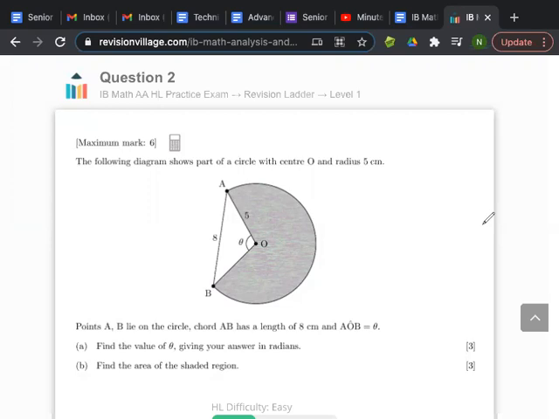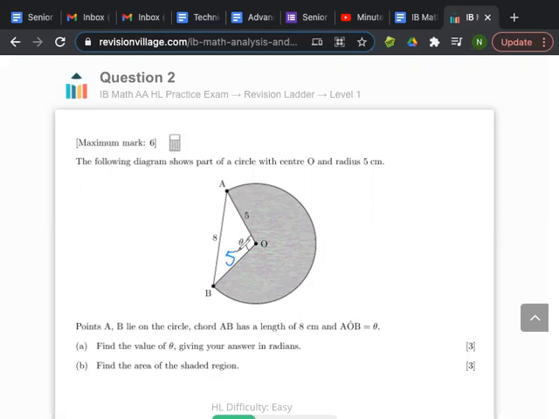Isn't it L equals r theta? No, this isn't the length of an arc. It's the length of a chord. So can't you use the length of the chord to find the length of the... what's that shape? A triangle. So this one's 5. This one is 5.